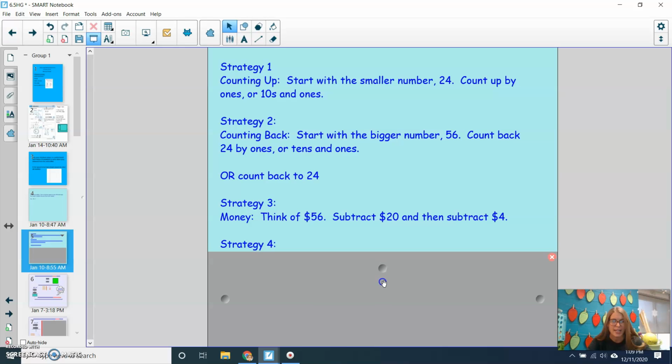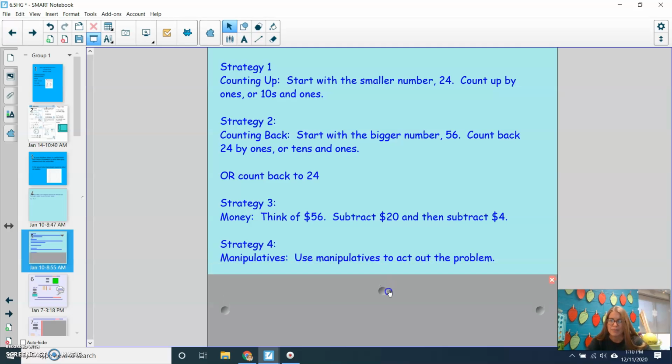Another strategy is I could think about money, and I could think of $56 and I could subtract $20, and then I could subtract 4. So if I know that 56 minus 20 would bring me to 36, and then 36 minus 4 would bring me to 32.